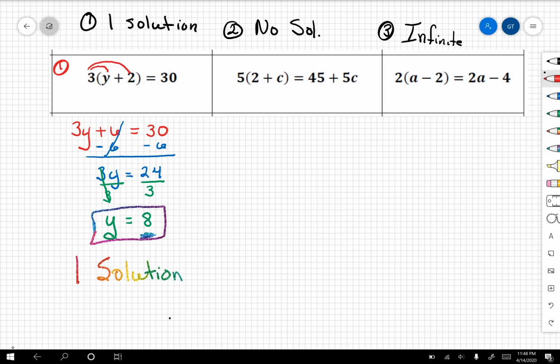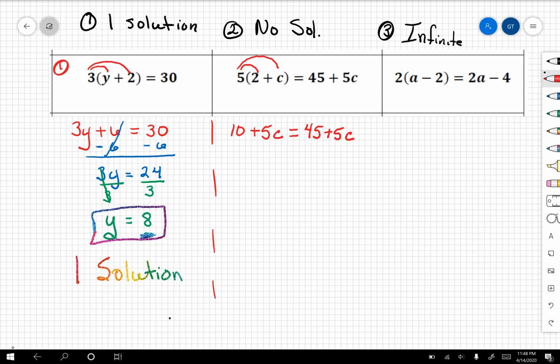Okay, now let's move on to the next one. If you need to go back, then feel free to go back and look at how we solved that first problem. Okay, let's look at our second one. I'm going to do distributive property because I have parentheses. 5 times 2 is 10. 5 times a positive c gives me a plus 5c, and that's the end of my parentheses, so I stop there. Equals, I have no parentheses and I have no like terms here, so I'm going to have 45 plus 5c. I'm just going to bring it down.